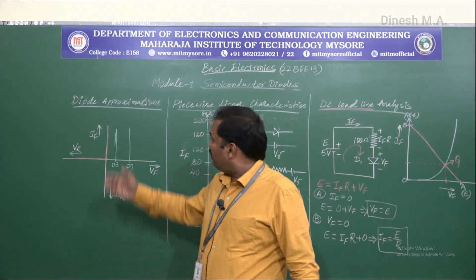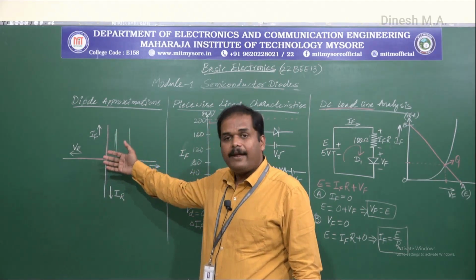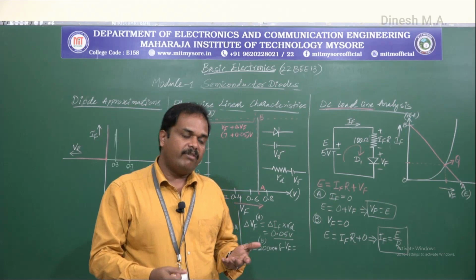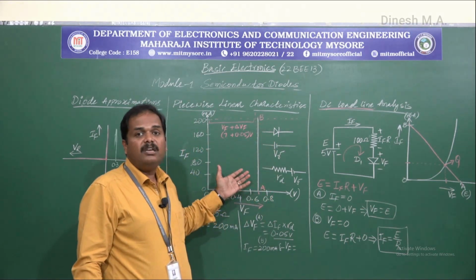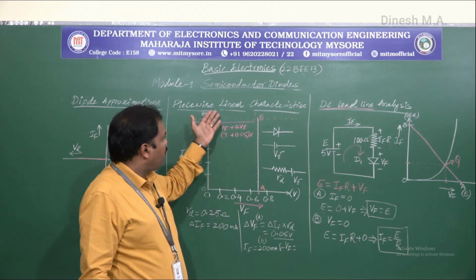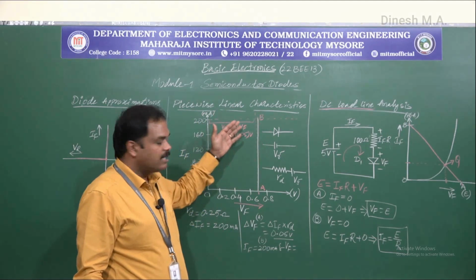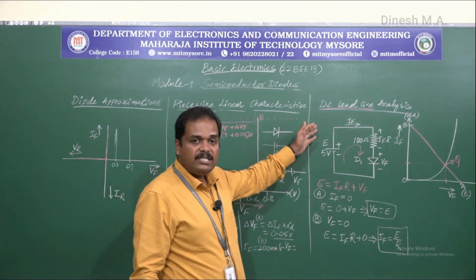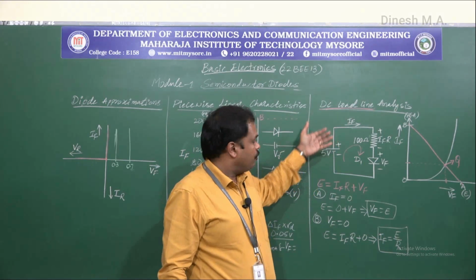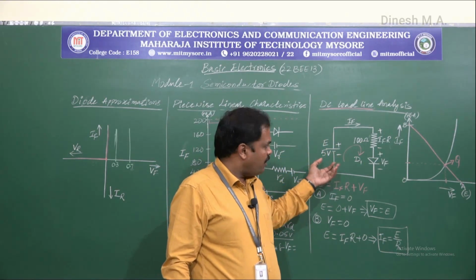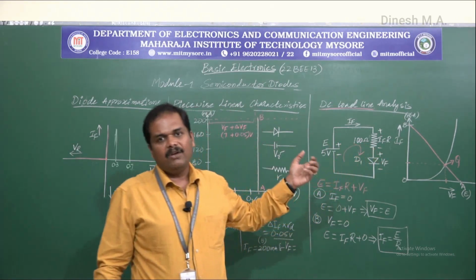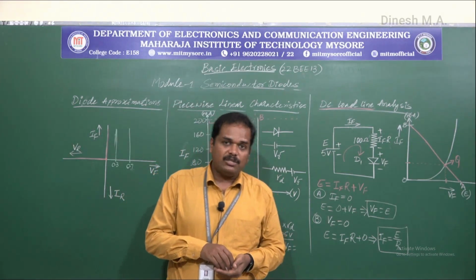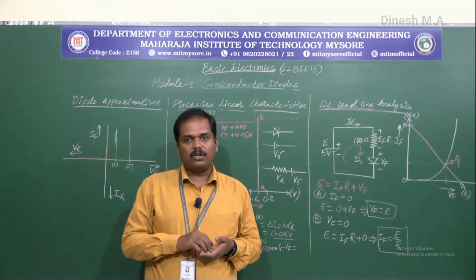In today's session, we have learned diode approximations for an ideal diode and near-ideal diode, and if the forward characteristics of a diode is not available, how to construct the forward characteristics using the piecewise linear model. We have understood the equivalent circuit for a diode and the DC load line analysis, and how to find the external supply voltage E and the load resistance value RL. In the next session, we'll learn the applications of the PN junction diode, that is rectifier circuits.